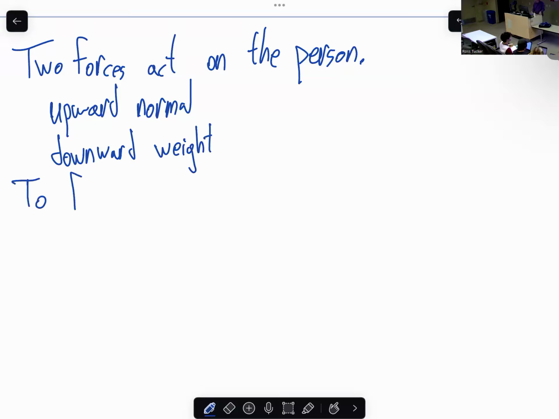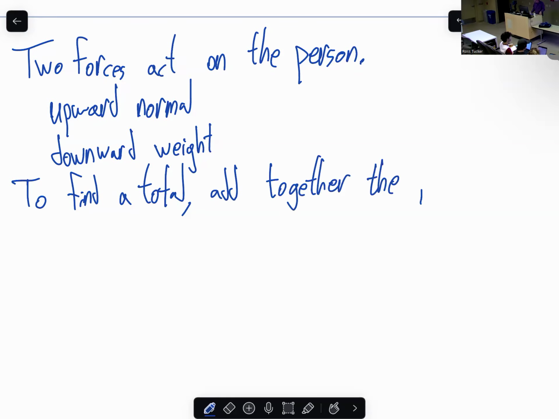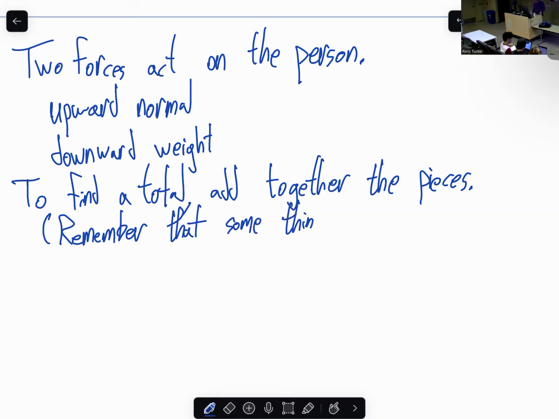To find a total of anything ever in life, add together the pieces. Remember that negative signs exist. Negative, I can spell.